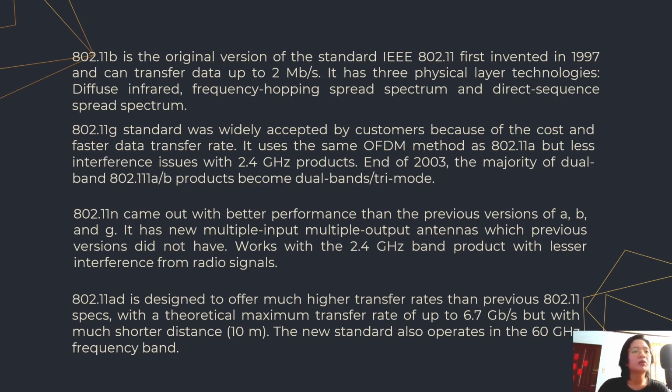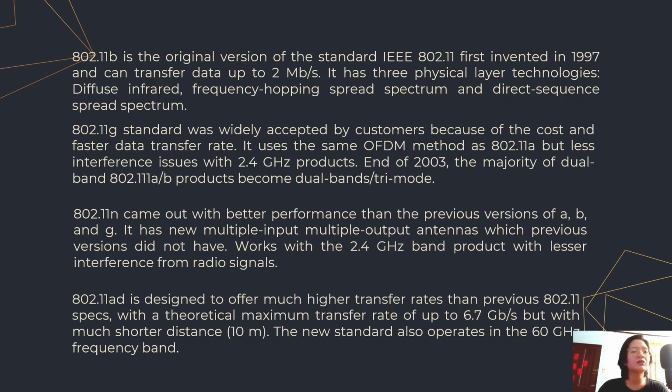802.11n came out with better performance than the previous versions A, B, and G. It has new multiple input and multiple output antennas, which previous versions did not have. It works with the 2.4 GHz band products with lesser interference from radio signals.